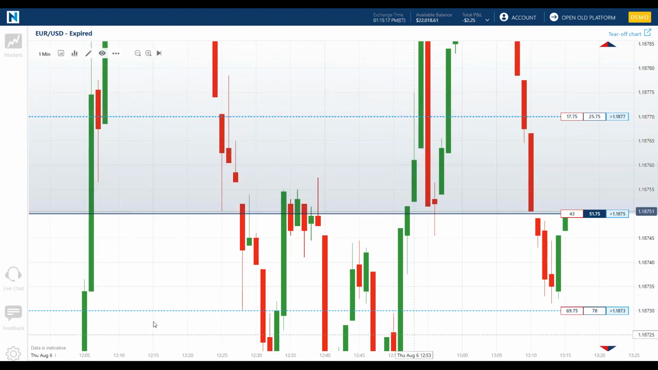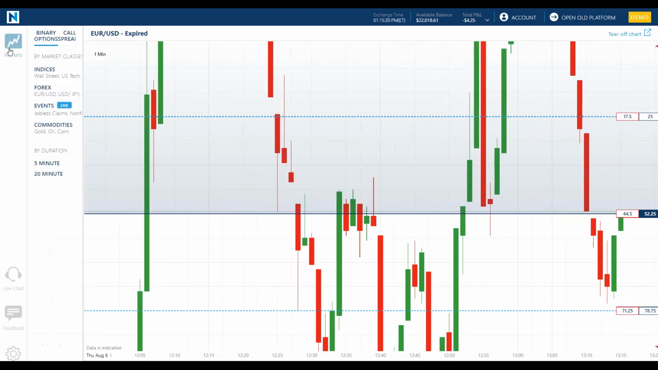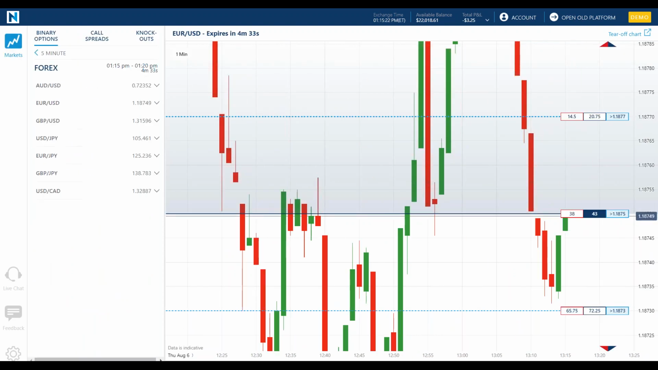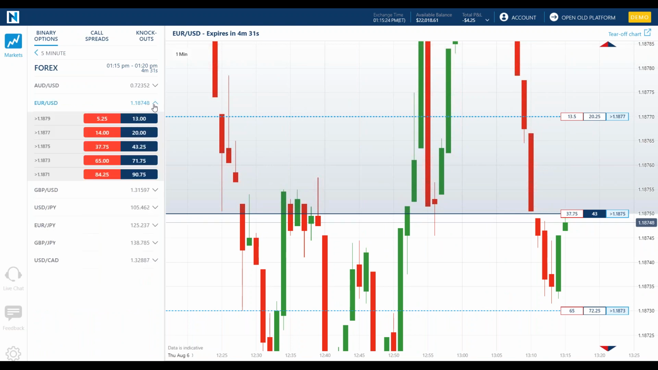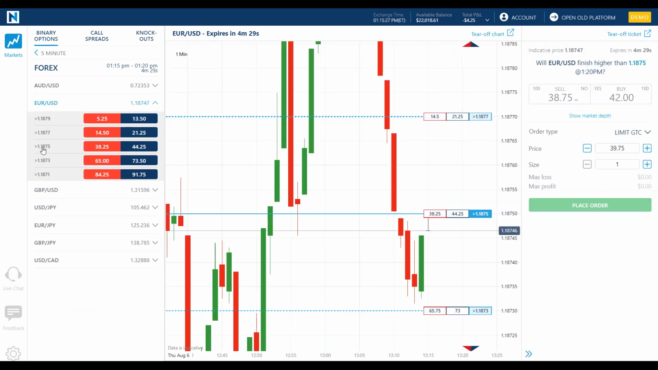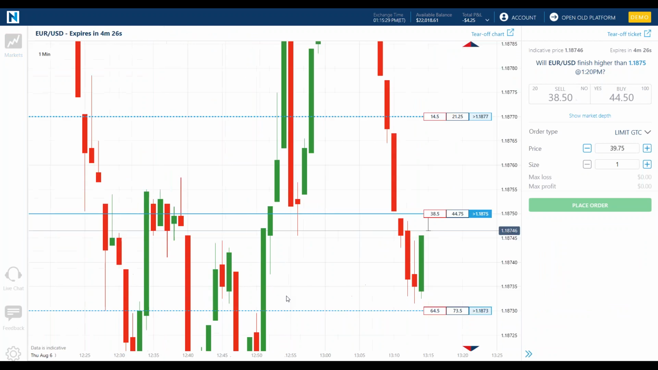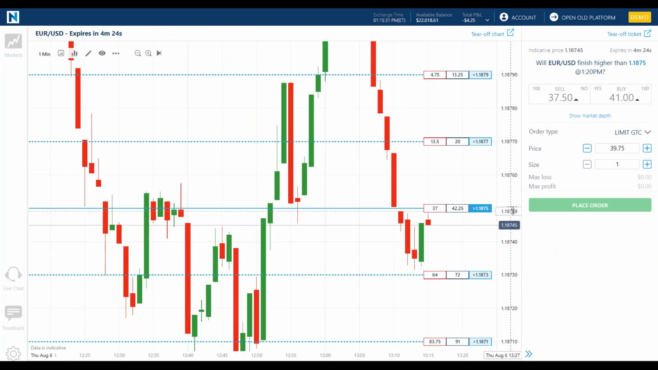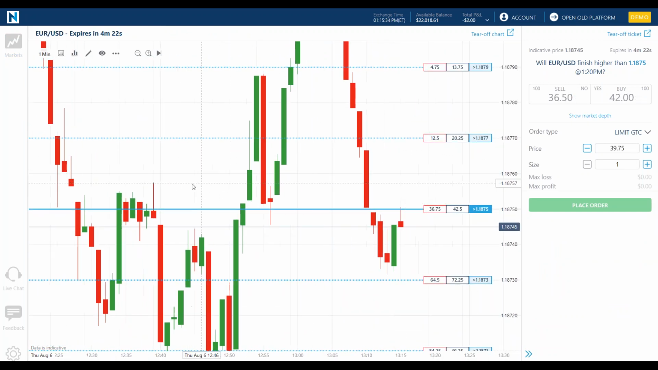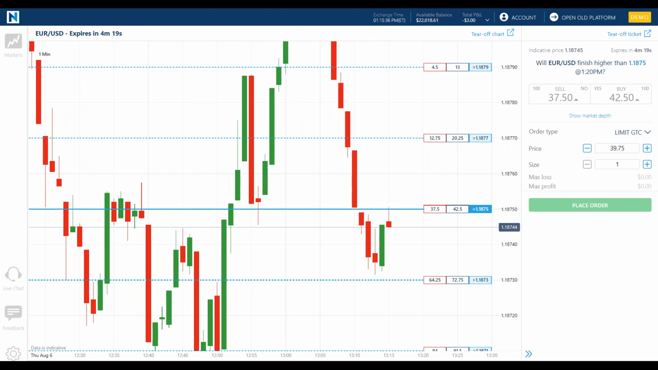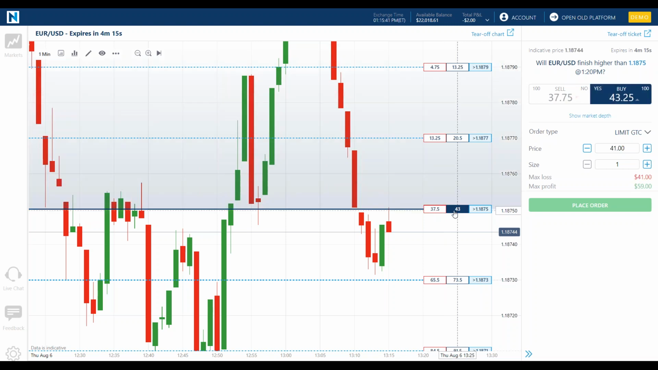Let's go back to my 5-minute binaries. Let's go to Euro US dollar. I'm going to pick one of these. Now, what I really want to show you is how the probabilities of these move. This has got 4 minutes and 27 seconds to go. Look how quickly it moves, it's almost a little bit like a horse race. If I think about the euro US dollar, what's going to happen in the next 4 minutes?